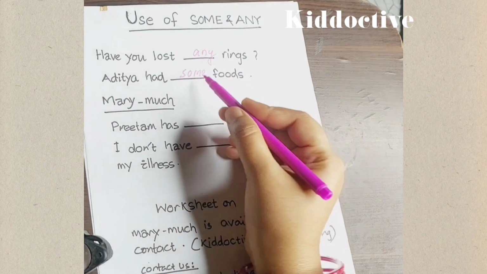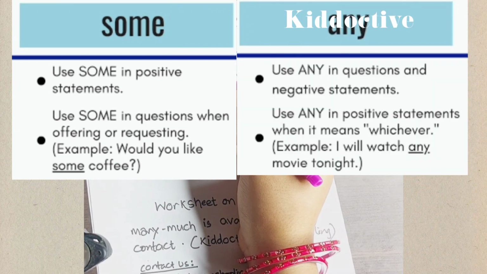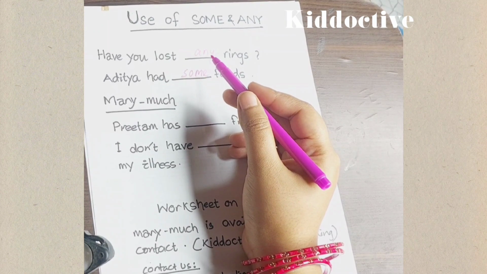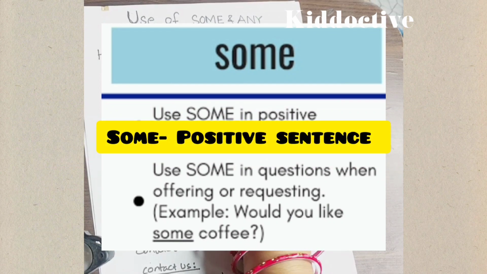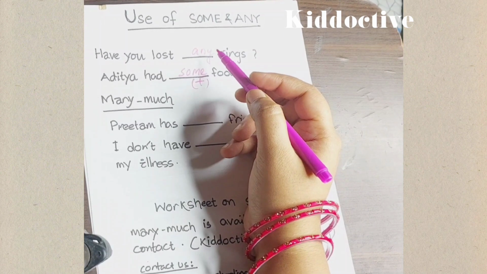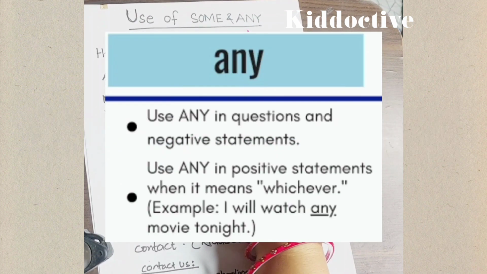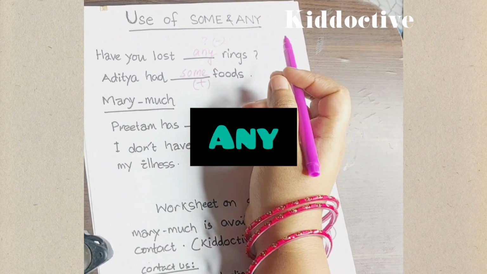Both these words, some and any, mean a certain quantity that are used before plural or uncountable nouns. Okay, some is used for positive sentences, and any is used for questions and negative sentences. Okay, that's why I use any here. Have you lost any rings?